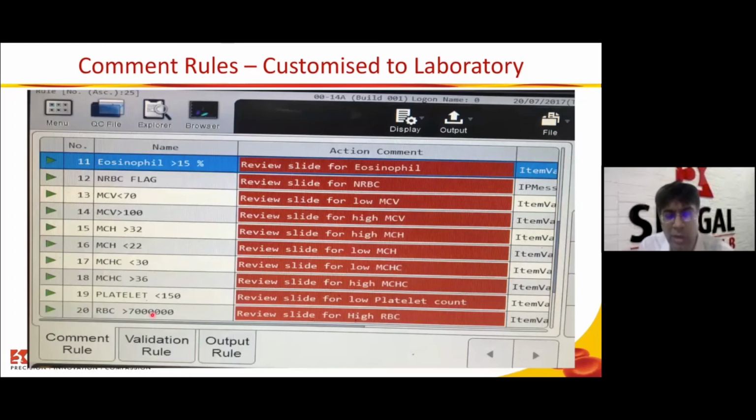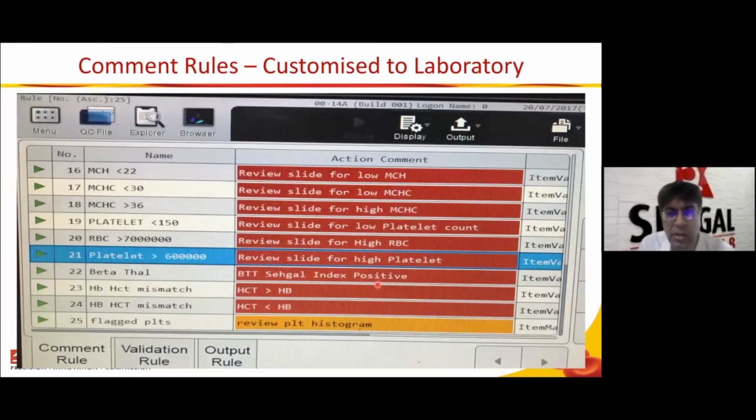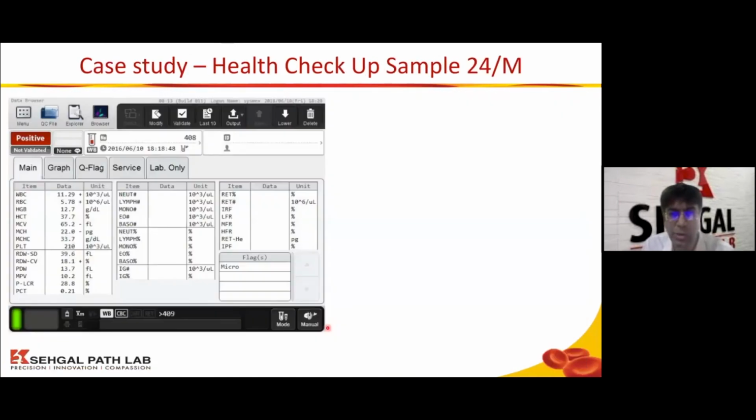So we have given an RBC count of more than 7 million. This is a lab customized rule. MCHC more than 36, review slide for a high MCHC. So this way we have put different indices, and we'll discuss, say for this the BTT Sehgal index, now in the next examples. And again, if there's a platelet flag, I have put in a flag to say, please review the platelet histogram. Now at this level, the platelet histogram gets reviewed by a senior supervisor. The printout or a photograph of the same comes to me before I review the slide also.